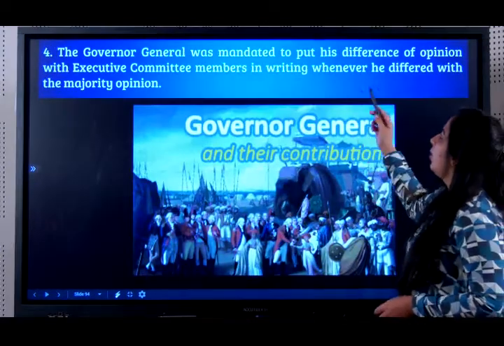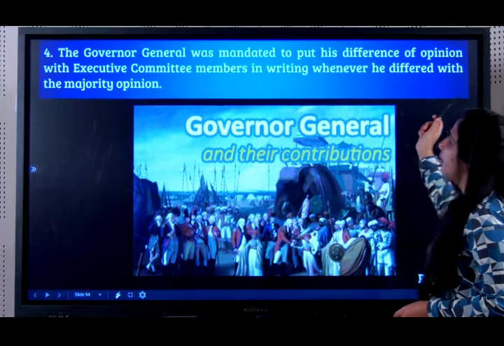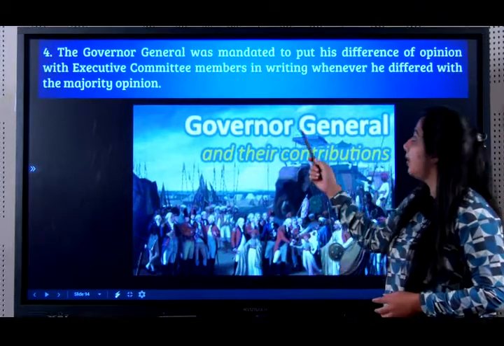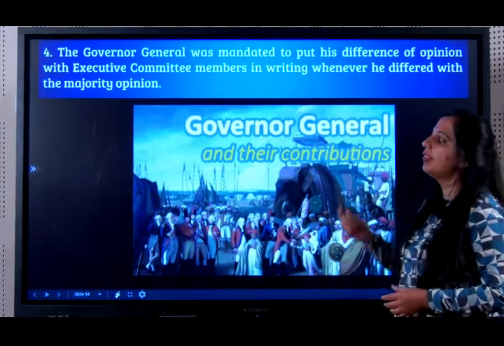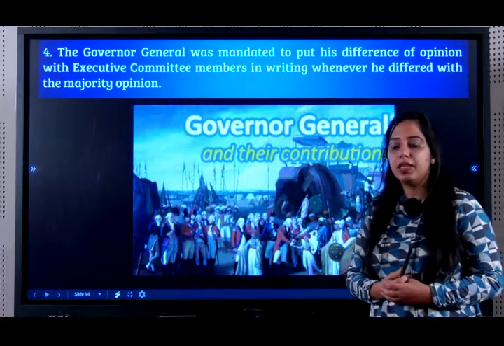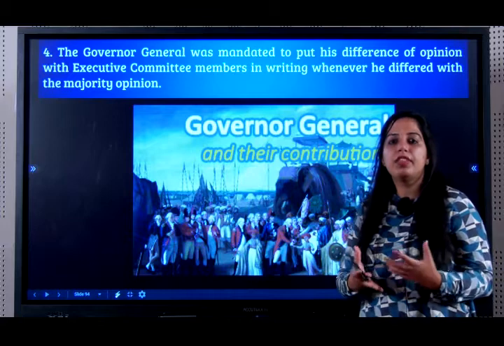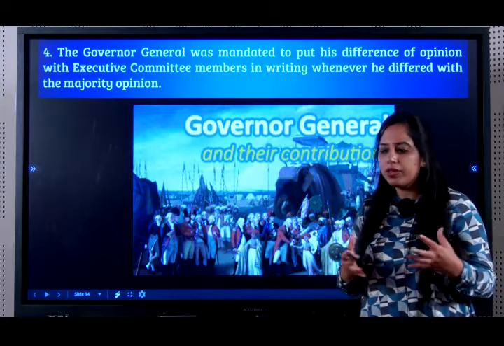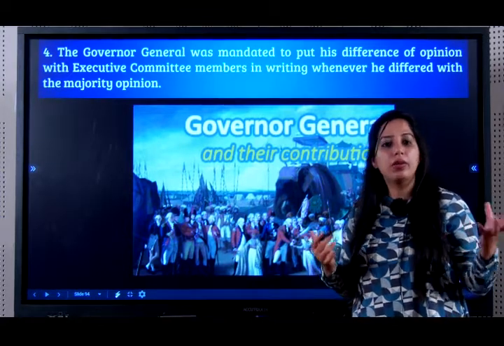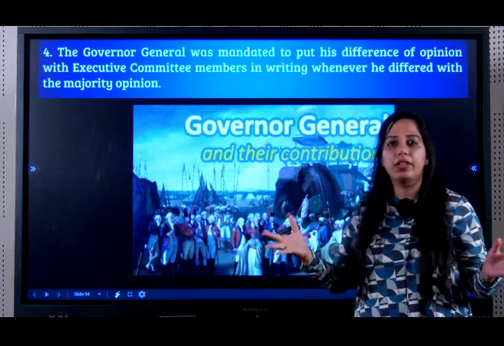The Governor General was mandated to put his difference of opinion with executive committee members in writing whenever he differed with the majority opinion. So students, the Governor General was given an executive committee. He was not given complete authority that, oh, you're the Governor General, whatever you like you can do.